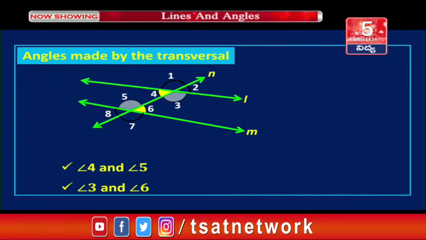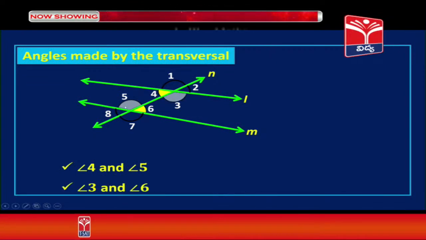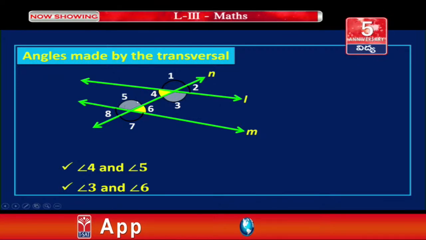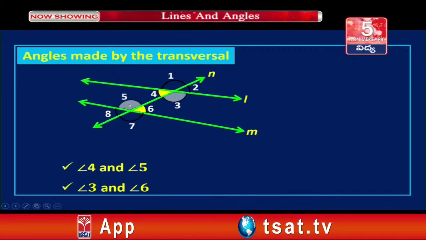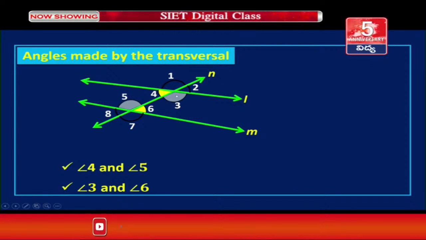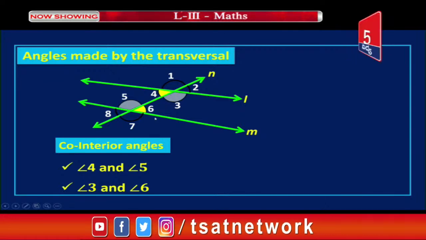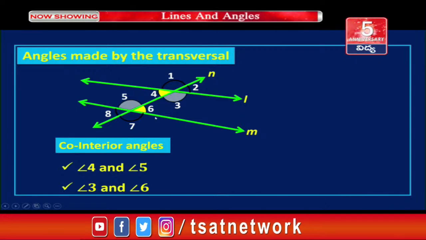You can observe angle 4 and angle 5 are interior angles on the same side of the transversal line. Angle 3 and 6 are also same side interior angles. These angles are called co-interior angles.